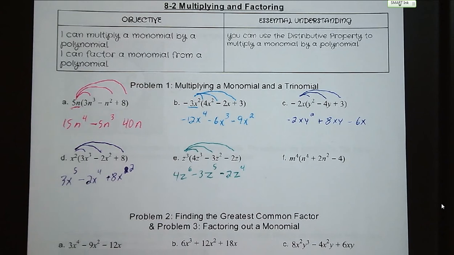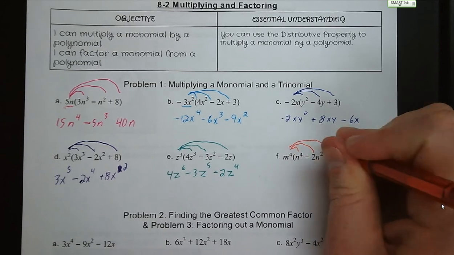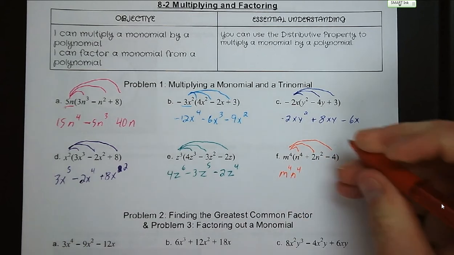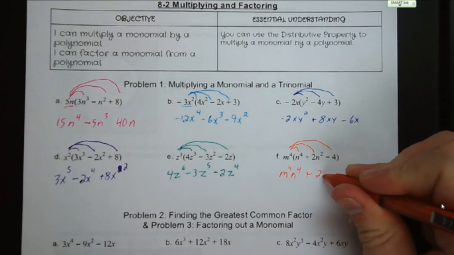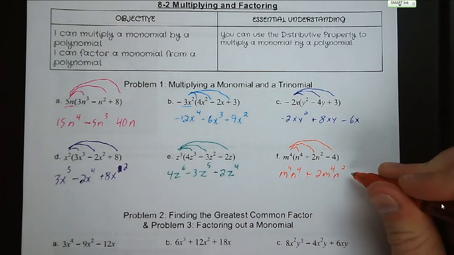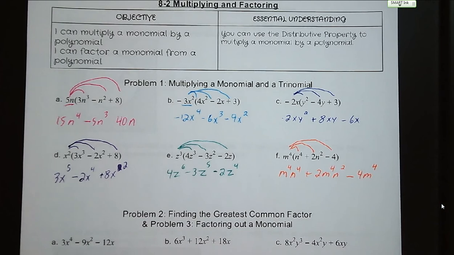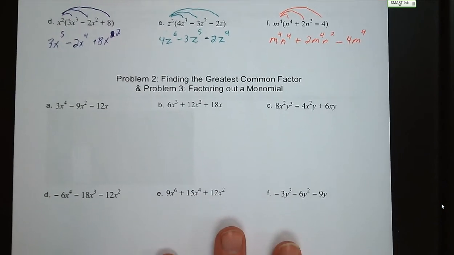Okay. Our last problem in this section, m to the fourth times n to the fourth is m to the fourth n to the fourth, plus, if we multiply it times 2n squared, it'll be 2m to the fourth n squared and minus 4m to the fourth. All right. Now, problems 2 and 3, we're going to do at the same time.